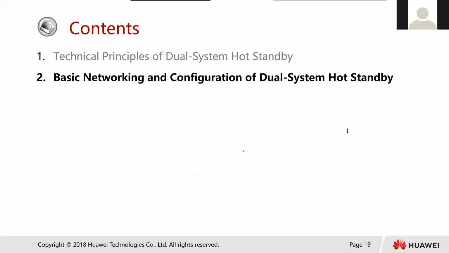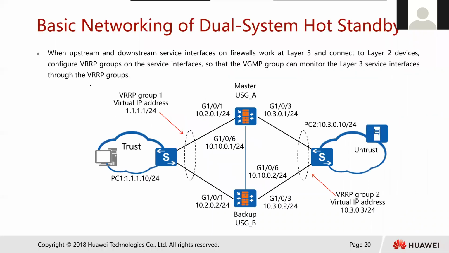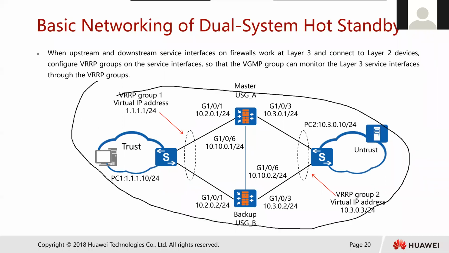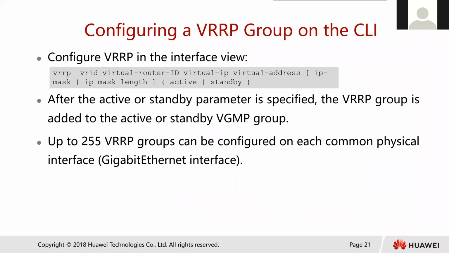Next we are going to learn some basic configuration of the dual system and hot standby. This is the scenario I just told you about: 2 firewalls, 2 switches, and 2 PCs. This is our real scenario. Today we need to practice, so first some key commands that we need to know.